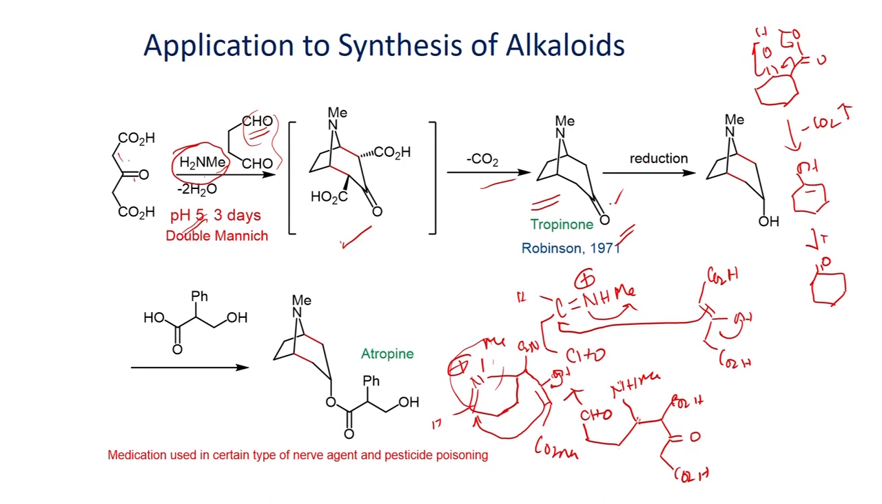Once you form this one, this carbonyl group can be further reduced to alcohol. This alcohol is then reacted with this carboxylic acid to give this ester, which is known as atropine. This is used for a certain type of nerve problem, as well as for pesticide poisoning.